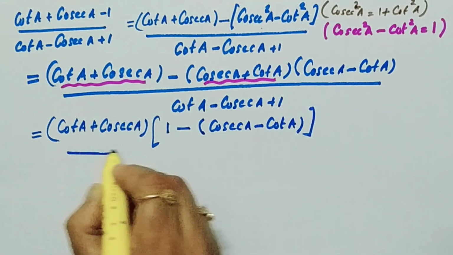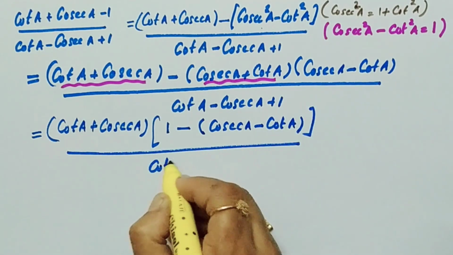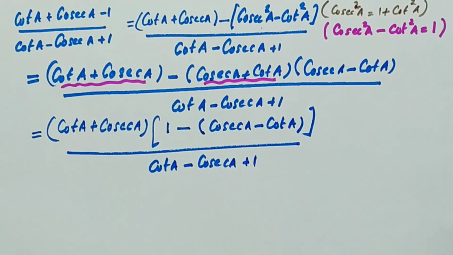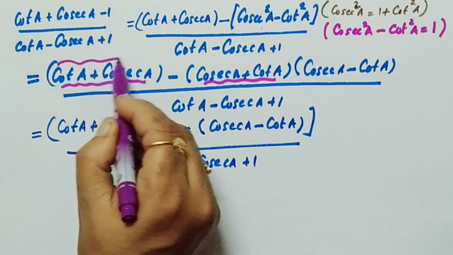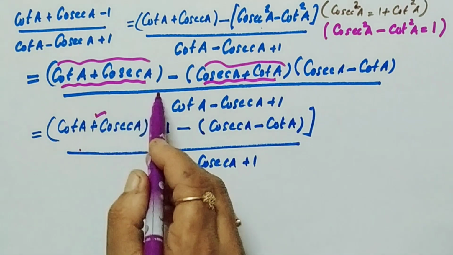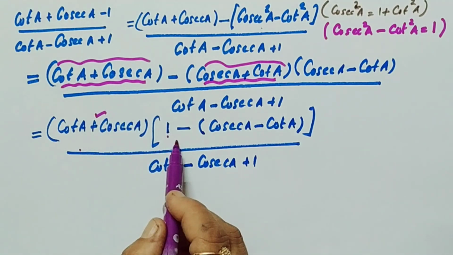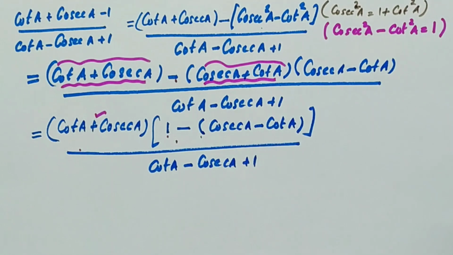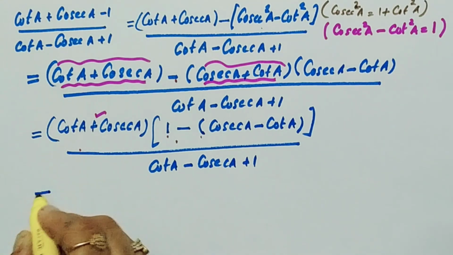The whole divided by cot A minus cosec A plus 1. No alterations other than taking this cot A plus cosec A common outside. That's the term here. Now here remains 1 only, minus of cosec A minus cot A, the whole divided by cot A minus cosec A plus 1. Don't forget to write the denominator. I am going to arrange the numerator.